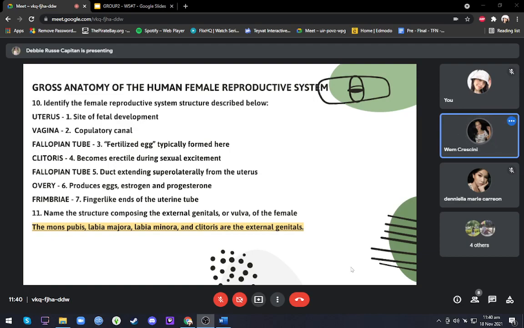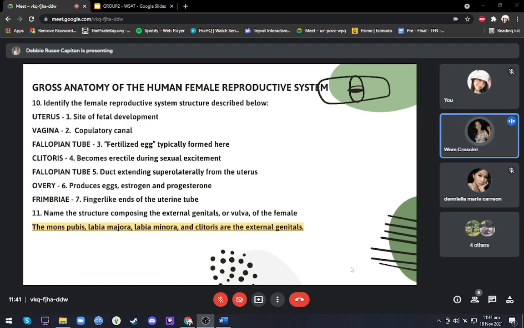fimbriae. And then number 11, name the structures composing the external genitals or vulva of the female. We have there the mons pubis, the labia majora, the labia minora, and then the clitoris, or the external genitals.